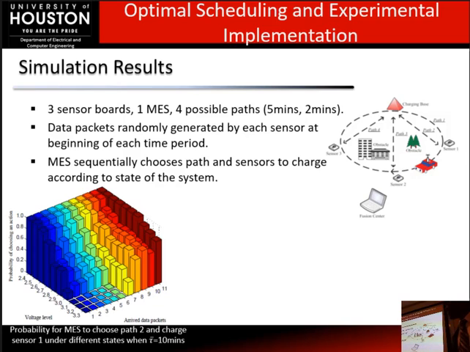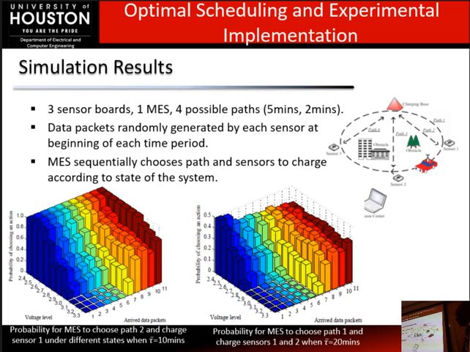In the first case, we choose a time period of 10 minutes. We want to verify the probability of this mobile energy station charging sensor 1, given the voltage level of the sensor. Obviously, when the sensor board has enough voltage, enough power, the mobile energy station will not go and charge it. But when the voltage level is very low, getting close to the working threshold, the probability to be selected is very high. And on the other hand, when the data packet rate is getting higher, it means that the sensor board is spending more energy, right? So the probability to be selected goes higher too.